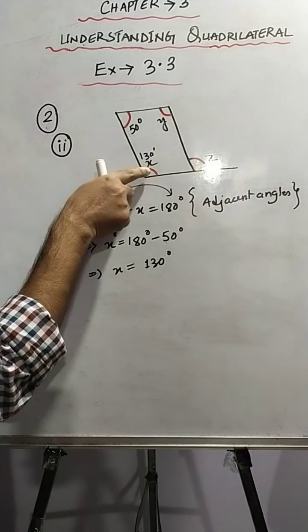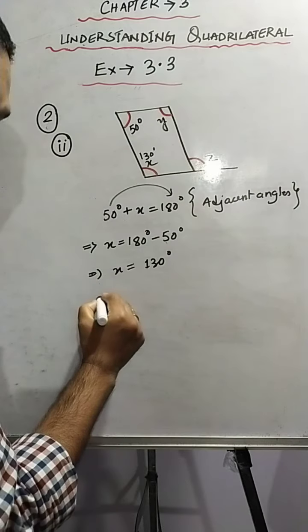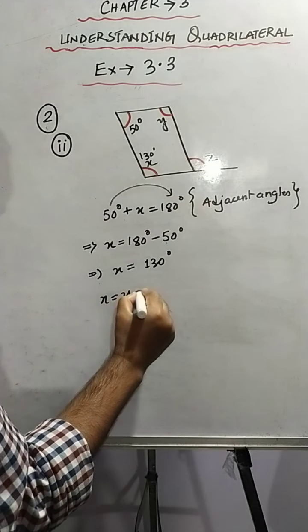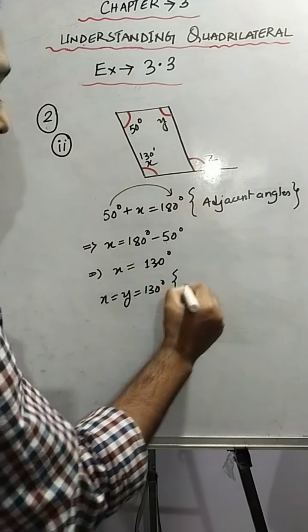Now since we know the value of x, we can easily say what the value of y would be. It will also be 130 degrees, as they are opposite angles. So we'll say x is equal to y, and that is equal to 130 degrees, because they are opposite angles of a parallelogram.